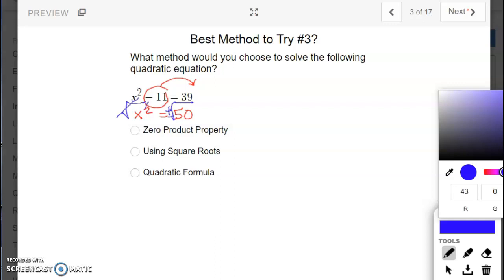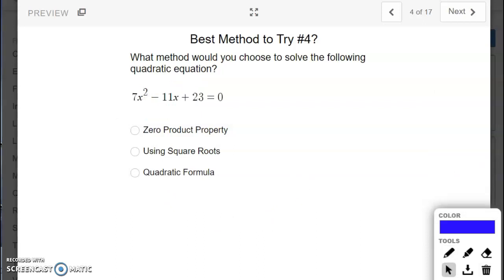Squaring and square rooting undo each other, and you're left with x equal to plus or minus square root of 50, which simplifies to square root of 25 multiplied by square root of 2. So that is plus or minus 5 root 2. So that was really easy. The method of choice in this case is using square roots.